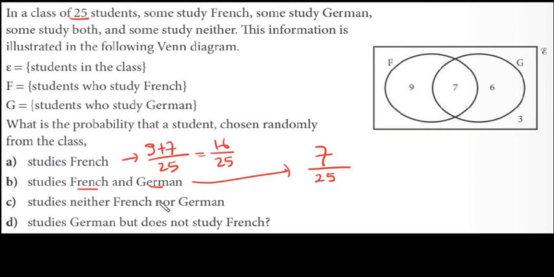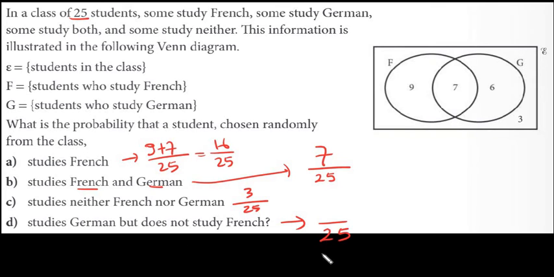Studied neither French nor German. So everything outside F or G, it's going to be this part, right? So what is the number there? It is 3. So the answer is going to be 3 over 25.